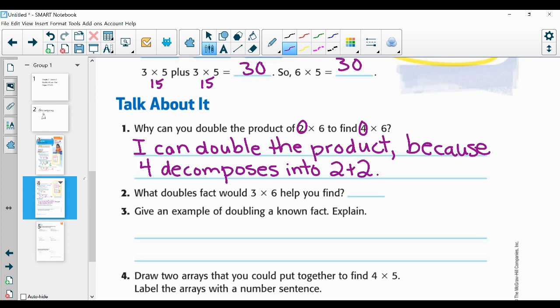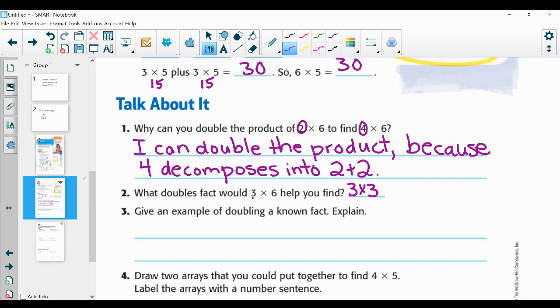Okay. What doubles fact would 3 times 6 help you find? Okay, so we want to look at our even numbers. 6 is even. So 6 would split into 3 plus 3. So my doubles fact would be 3 times 3. Because I already have the 3 here, and 6 decomposes into 3 plus 3.